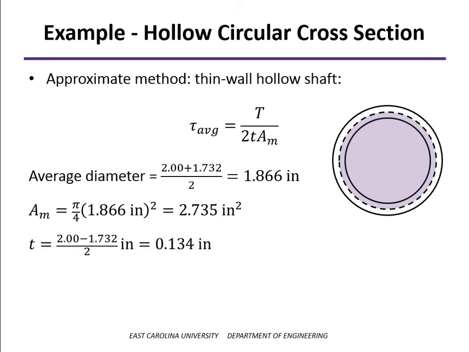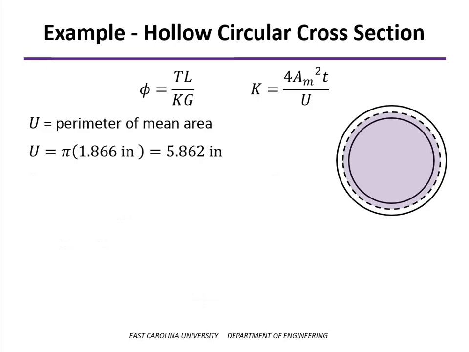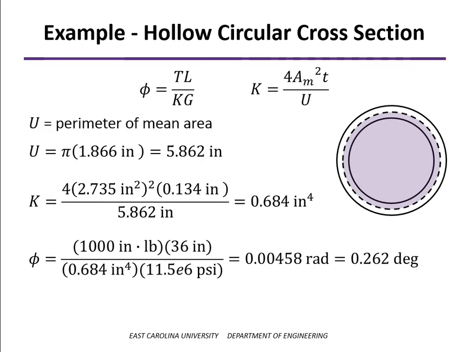And the thickness we've calculated here, so plug it into that equation, and we come up with a stress of 1360 psi. So a little higher than what we got with the circular equations, because this is again an approximate method, and in particular the assumption is, because it's relatively thin, that the stress is the same throughout the thickness. Now let's find the angle of twist here. Kind of skip through that pretty quickly, but you can see it's not really much different than what we got with the circular shaft equations. It's still about 1/4 of a degree.